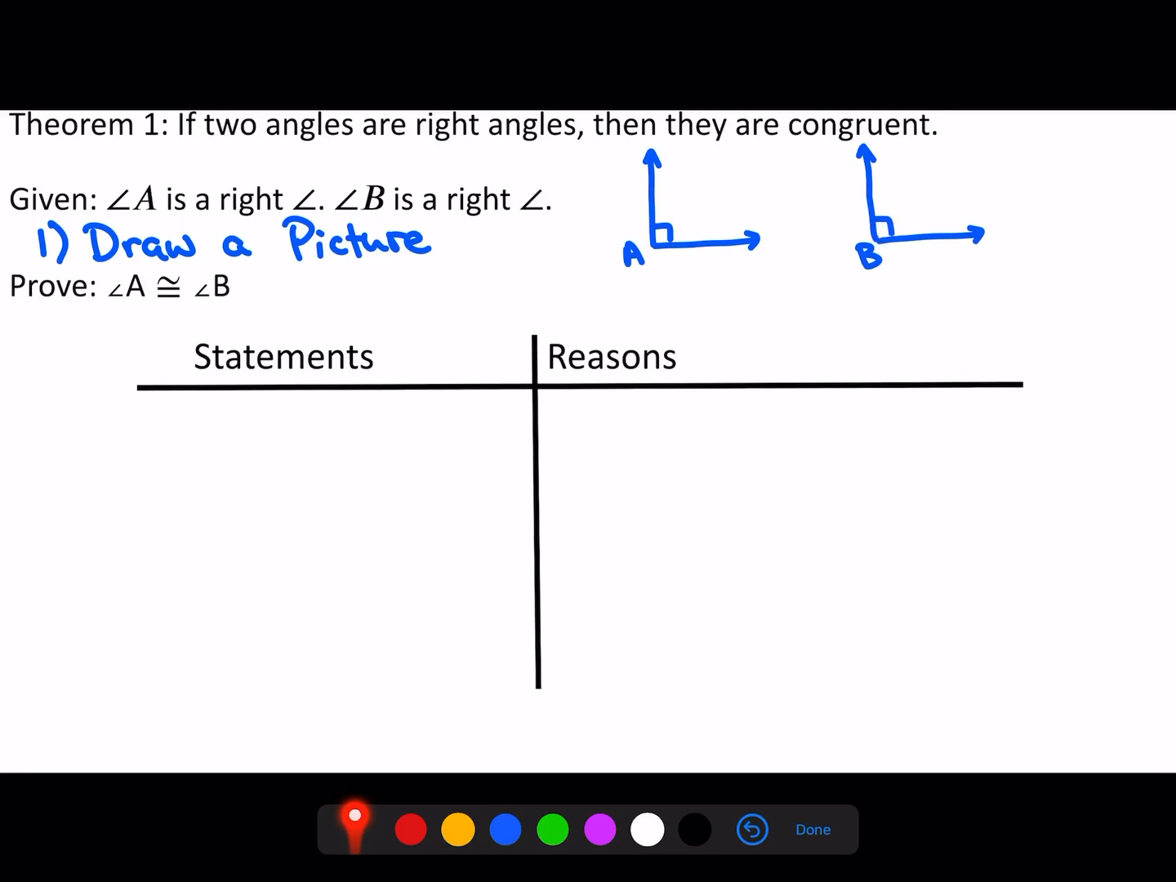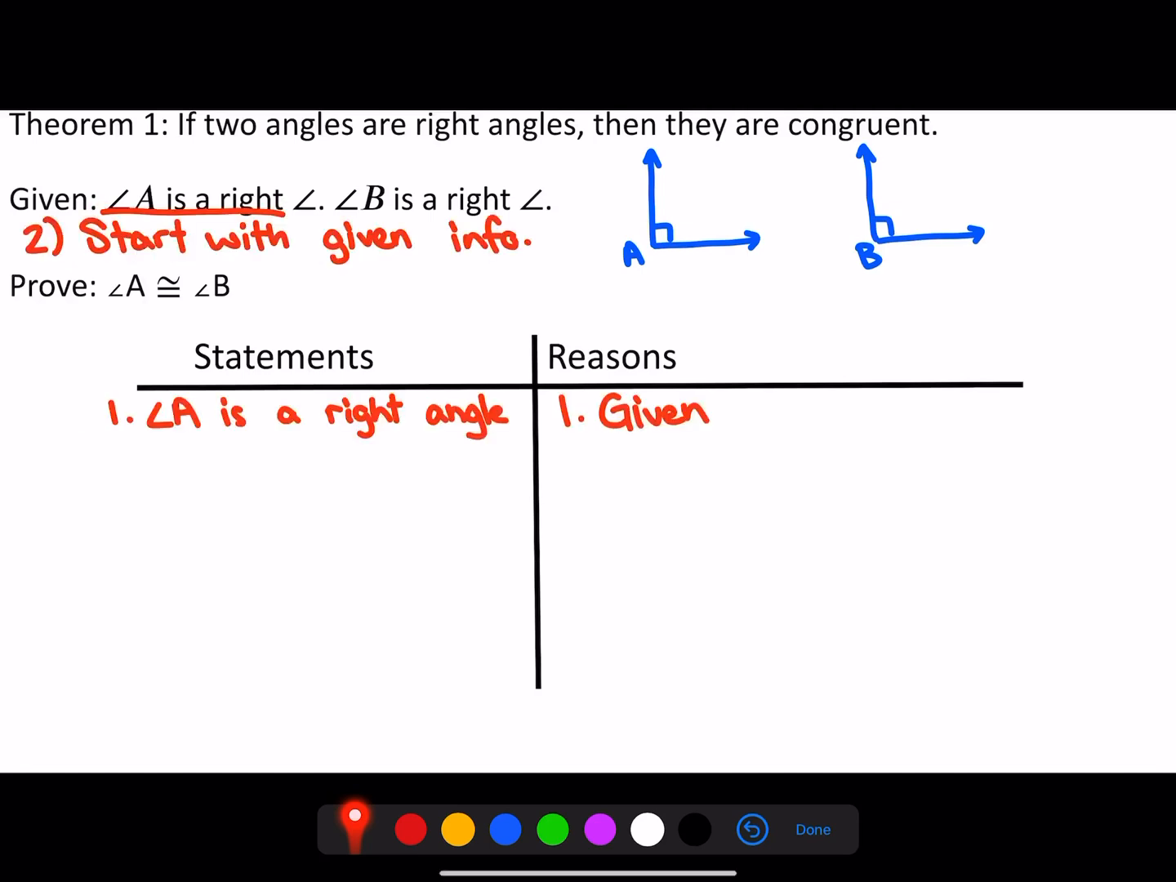Now from here, my first statement should be what's given to me. Angle A is a right angle. And the reason I can say that is it's given. After that, number 2 should also be the same exact thing. So for number 2, angle B is a right angle, my second given information. So angle B is a right angle. From here, we can continue on.